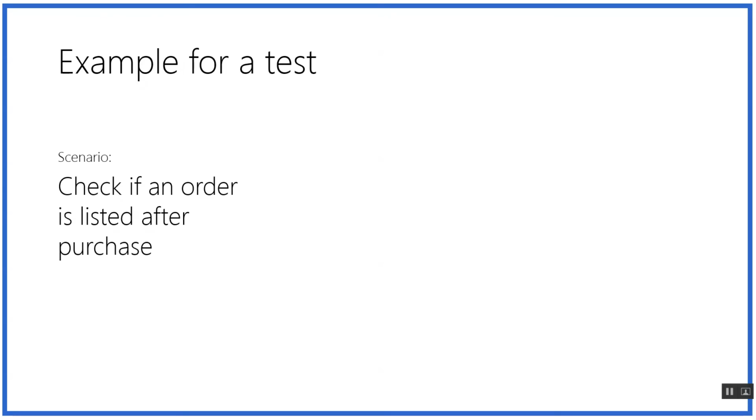Let us start with a little example of a situation in which you could use UFT. So imagine we have a scenario. We want to check in a web application or on a website, a web shop like Amazon, if an order with some items is listed in our purchases. So how could the intermediate steps look?